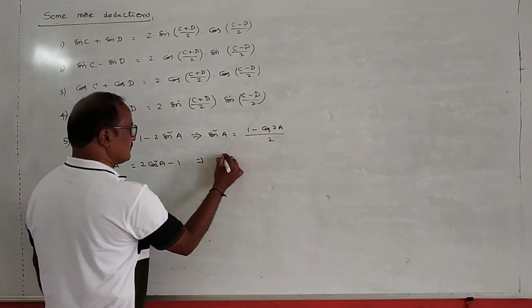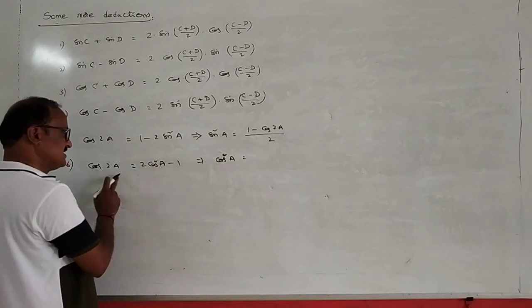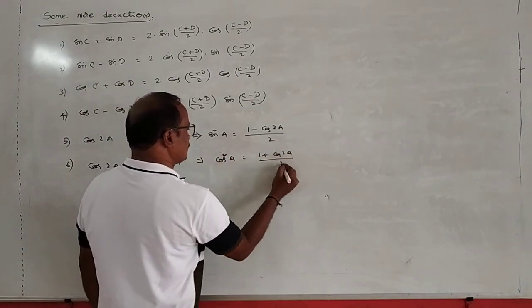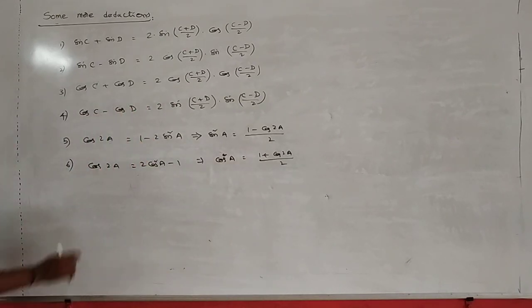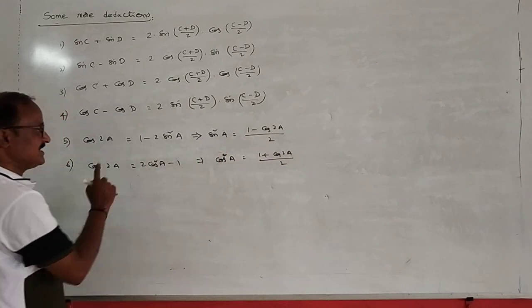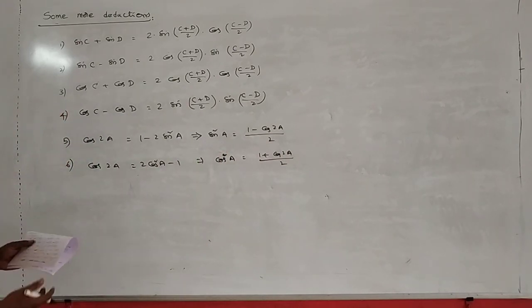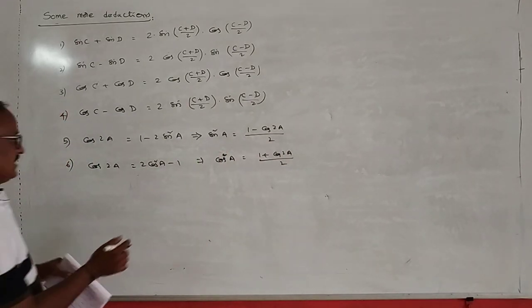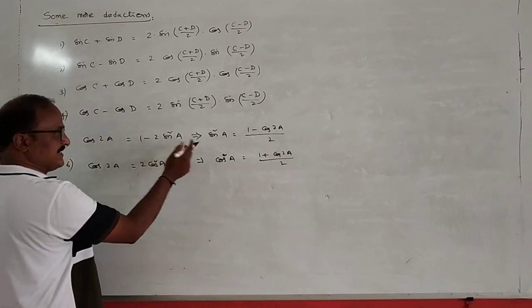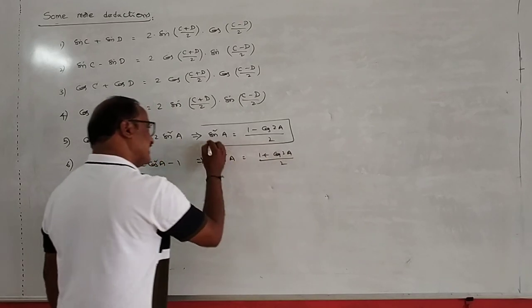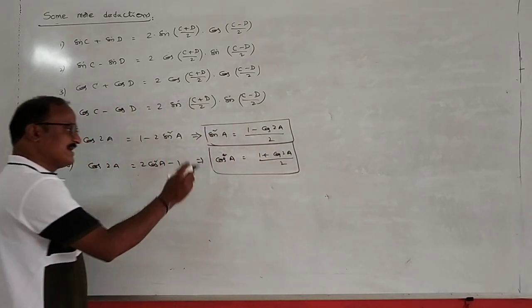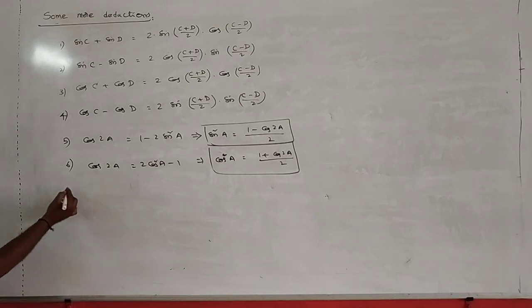is equal to what is this value? 1 plus cos 2a by 2. So cos 2a is equal to 1 minus 2 sin square a. From this relation, sin square a is equal to 1 minus cos 2a by 2, or cos square a is equal to 1 plus cos 2a by 2.